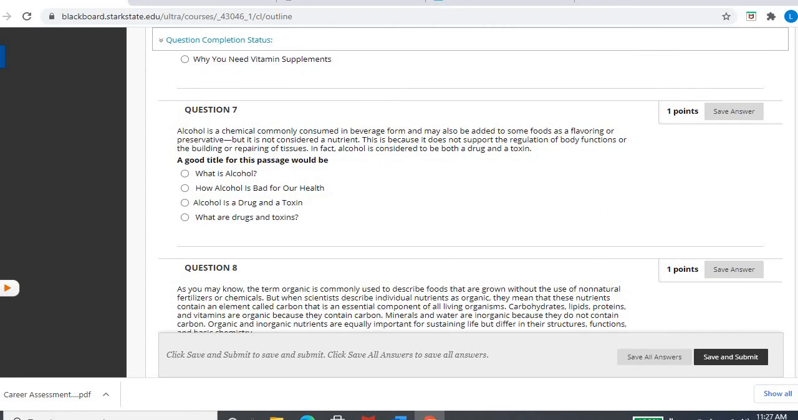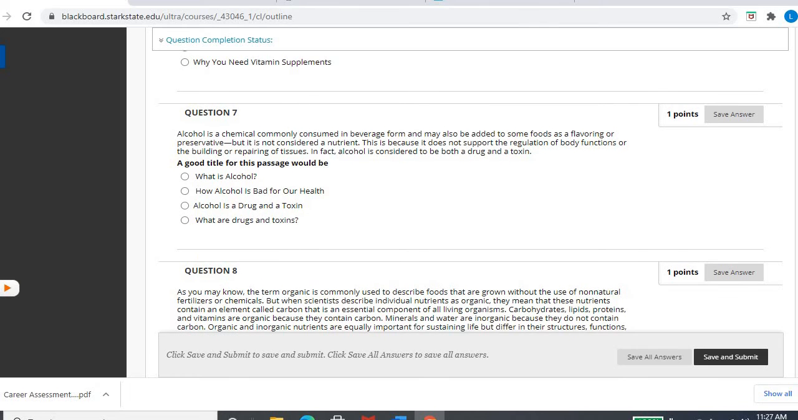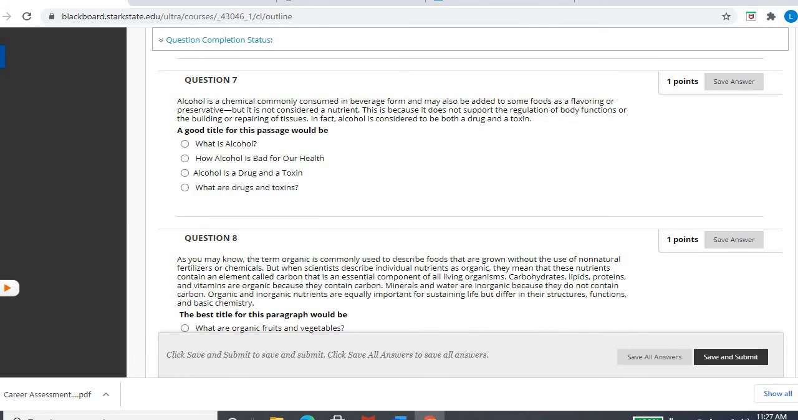All right, let's scroll down to paragraph 7, another little paragraph here. Question 7, rather. Alcohol is a chemical commonly consumed in beverage form and may also be added to some foods as a flavoring or preservative, but it is not considered a nutrient. This is because it does not support the regulation of body functions or the building or repairing of tissues. In fact, alcohol is considered to be both a drug and a toxin.